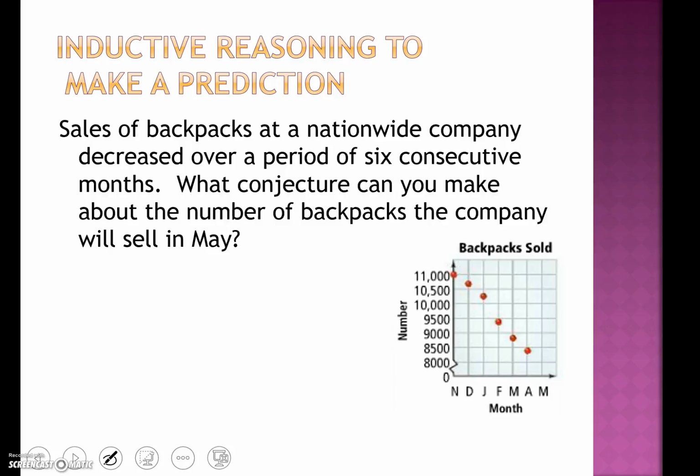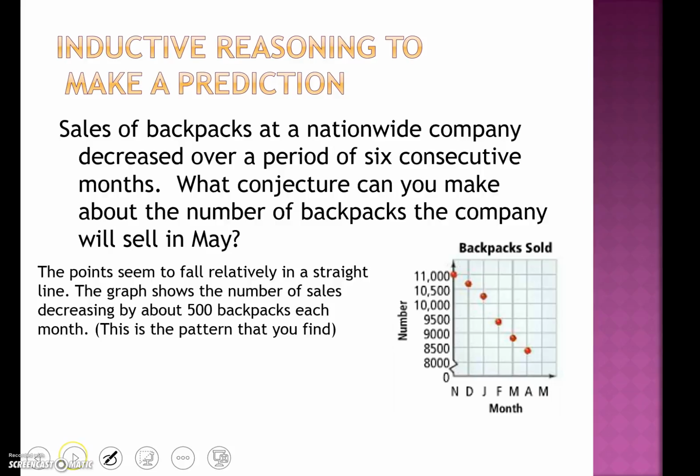This is referencing sales of backpacks at a nationwide company, and it's decreasing over 6 consecutive months. And we want to make a conjecture about the number of backpacks the company is going to sell in May. I don't have that information on here. So this is kind of similar to the first couple of problems that we were doing and looking at the patterns. And I want to figure out, well, what is my pattern? And what I'm noticing is that it's falling down in a straight line in this direction here. And it's almost doing it at about 500 each.